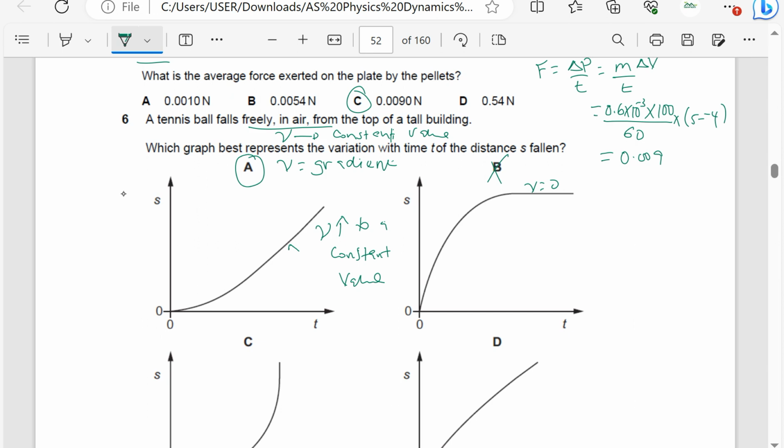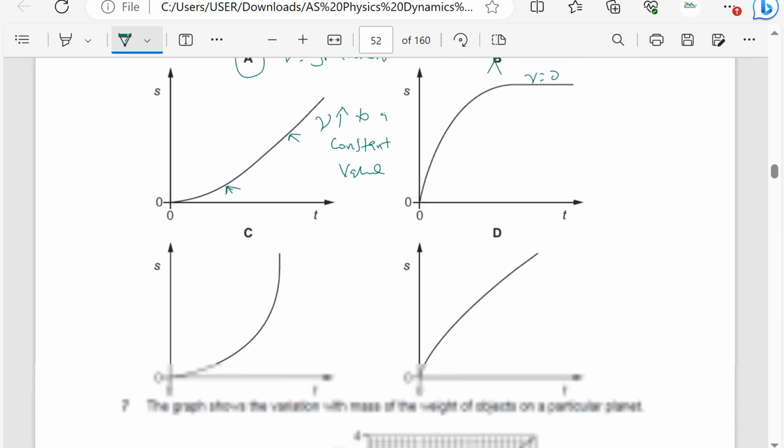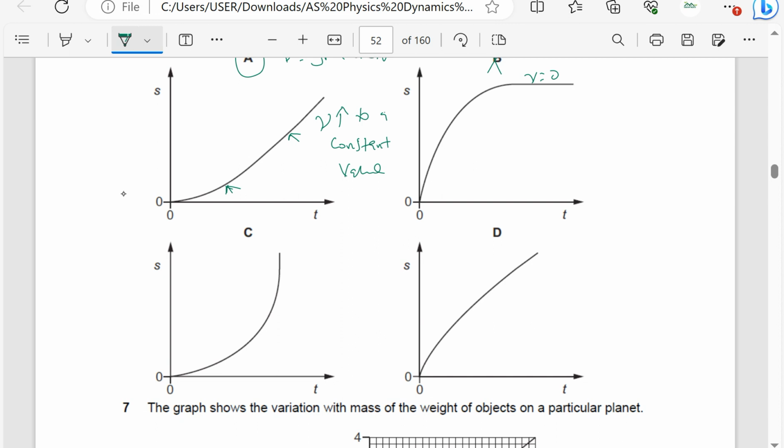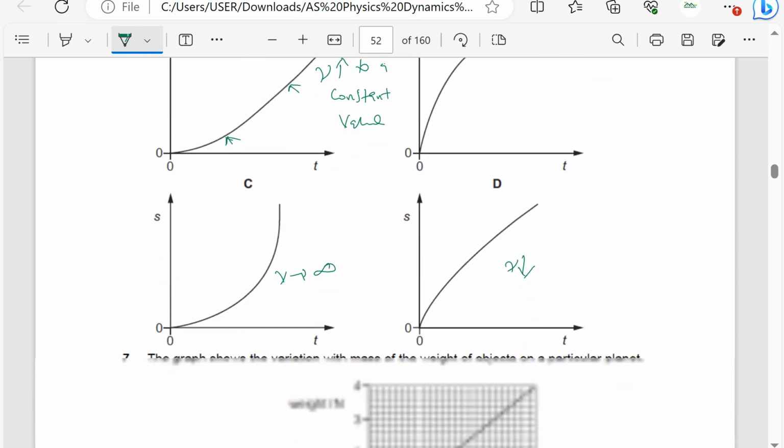This part here, v is constant. This part here, v is increasing. Of course, C is wrong because C is showing v increasing to infinity. The gradient is increasing indefinitely, so here v is tending to infinity. And then here the gradient is decreasing, so v is actually decreasing. It just continues to decrease, yet it should increase to a constant value. So the answer is going to be A.